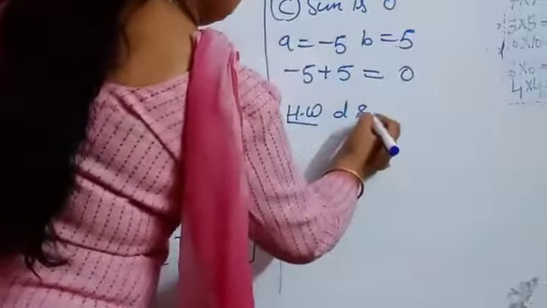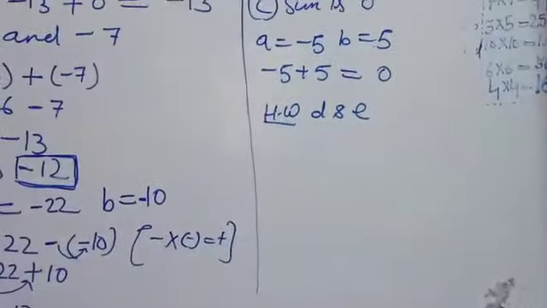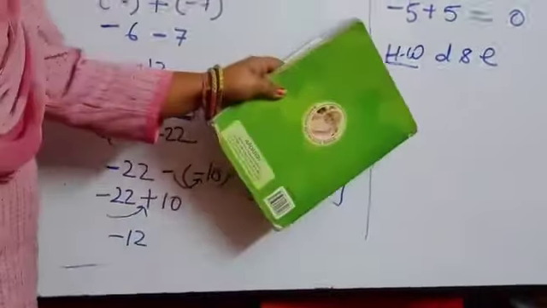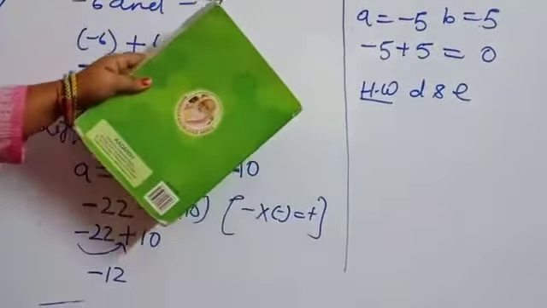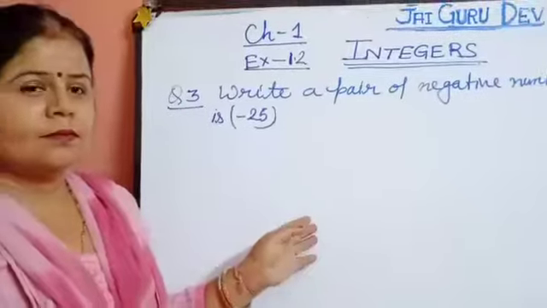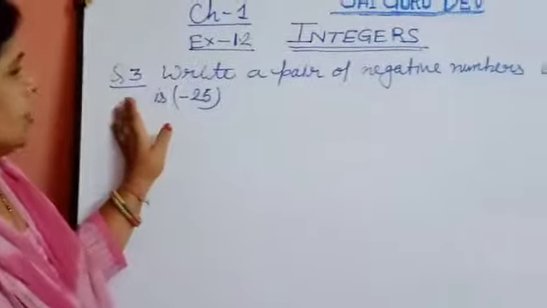D and E, you will search yourself what can be the answers, or what can be a pair of integers for these questions. Okay, after this we are moving to the next question. Now come to question number 3.